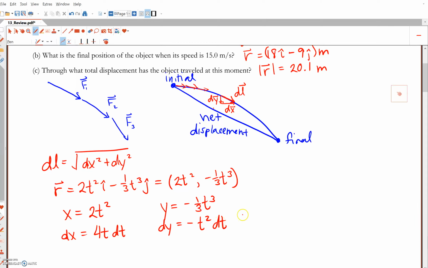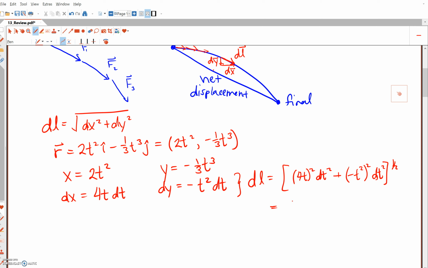Now I can plug these two things into my dl expression at the top. dl is equal to (4t squared dt squared plus negative t squared squared dt squared), all to the 1/2. Let's simplify this. Well, this is 16t squared. Now I have a dt squared times both terms, so let's pull that out. Negative t squared squared is positive t to the 4th, all to the 1/2 times dt squared to the 1/2. I can do that, and then I can cancel these two. So this is just (16t squared plus t to the fourth), all to the 1/2 power, times dt.